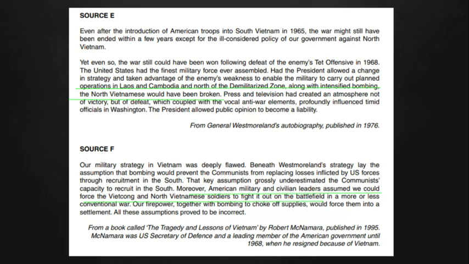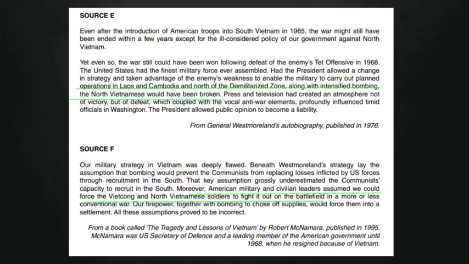However, also if we consider the content, we could say that Westmoreland is not lying, he is in fact saying what he thought. And this is actually supported by what is said in Source F. Source E says that to enable the military to carry out planned operations in Laos and Cambodia and north of the demilitarized zone, along with intensified bombing, the North Vietnamese would have been broken. Westmoreland is using the conditional form, would have been broken.